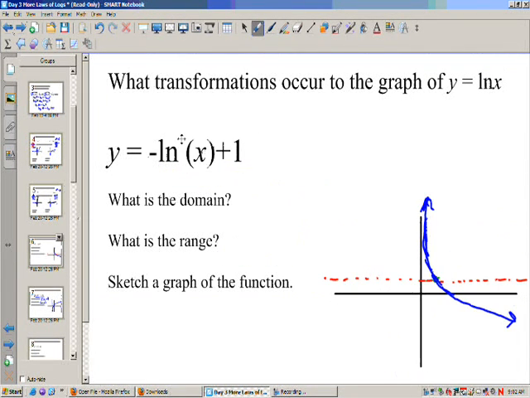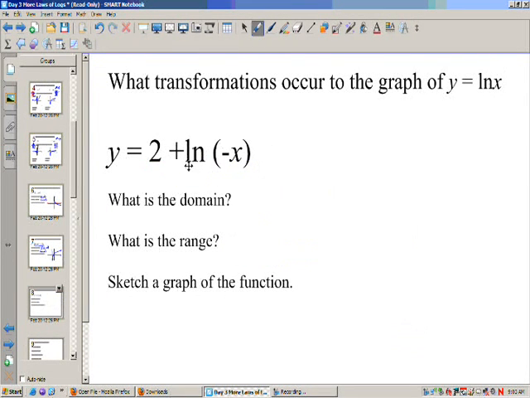Alright, so now let's look at this. The domain goes from 0, not including 0, all the way to infinity for our domain. And again, our range goes from -infinity to infinity. It goes all the way down and all the way up.